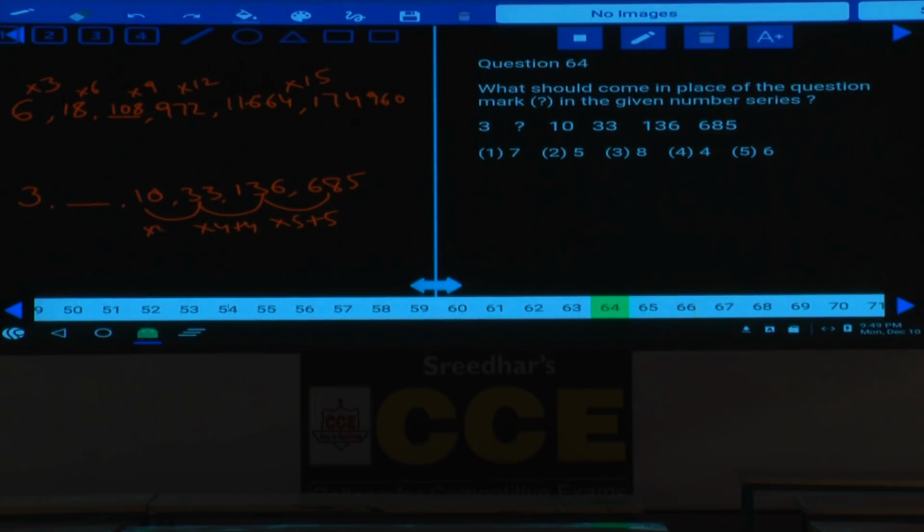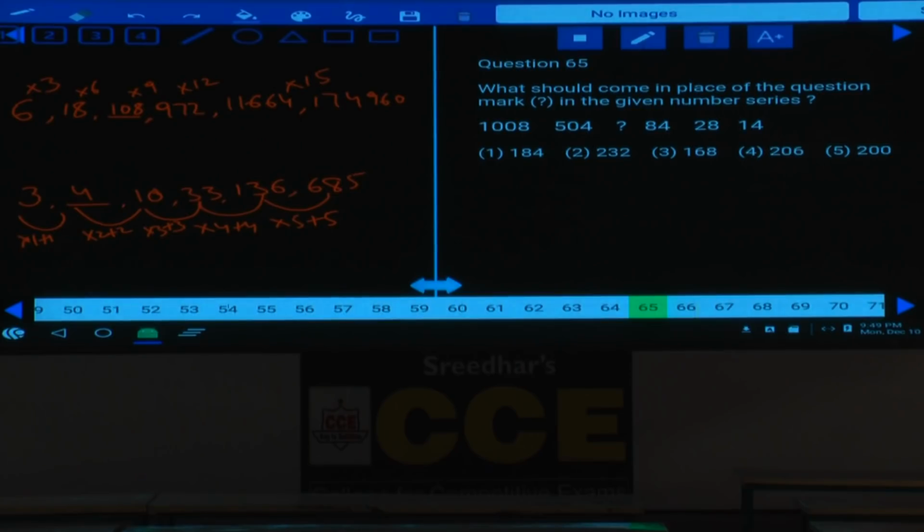Now this is into 3 plus 3, and this must be into 1 plus 1. 3 into 1 plus 1 is 4, and 4 into 2 plus 2 is 10. Into 1 plus 1, into 2 plus 2, into 3 plus 3, into 4 plus 4, into 5 plus 5. Then what is the missing number here? 4 is the missing number, choice 4.